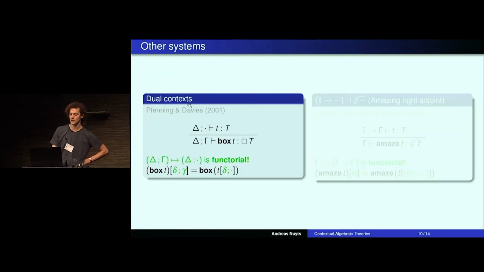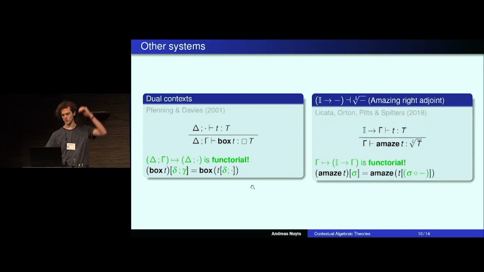This also works for other systems, for example, in dual context systems like the one by Pfenning and Davies. I have these dual contexts, so dual substitutions, and then the box introduction rule removes part of the context, but that is also functorial, so I can push up substitutions.